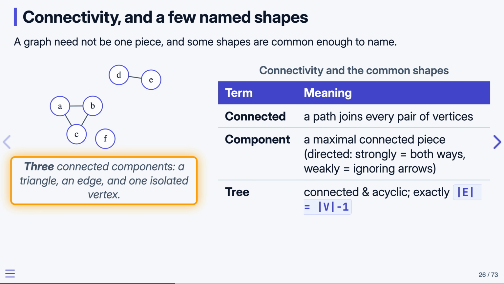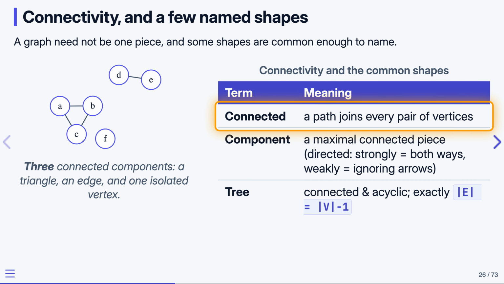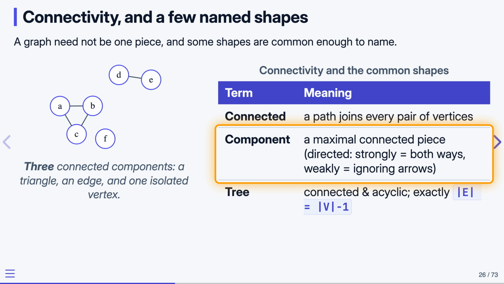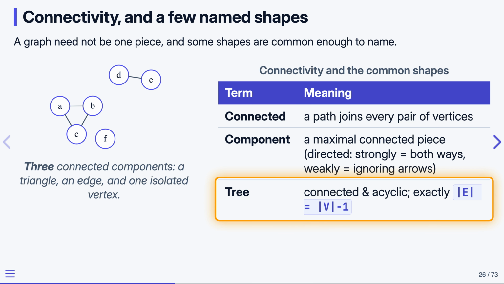A graph does not have to be one connected piece. This small picture has 3 separate pieces, a triangle of 3 vertices, a single edge, and one lonely vertex. Each separate piece is called a connected component. A graph is connected when a path joins every pair of vertices. From any vertex you can reach any other vertex. A component is one maximal connected piece. For a directed graph, strongly connected means you can travel both ways, and weakly connected means connected once you ignore the arrows. A tree is connected and has no cycle.